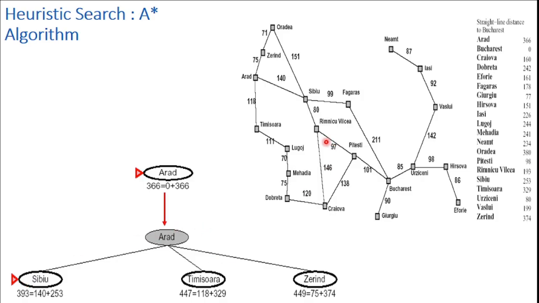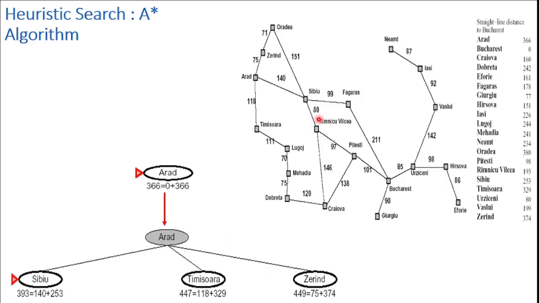Then from Timisoara, the actual distance from Arad to Timisoara is 118. Timisoara to Bucharest, the straight line distance is 329. So 118 plus 329, you will get 447.